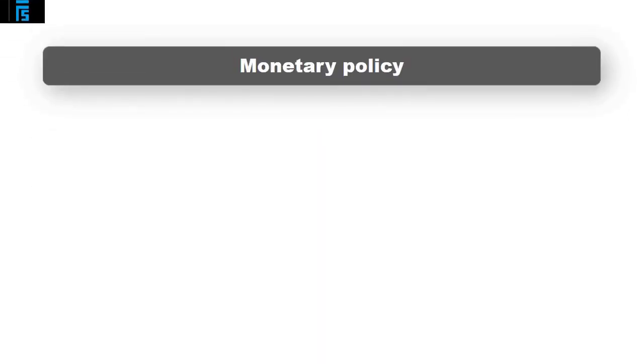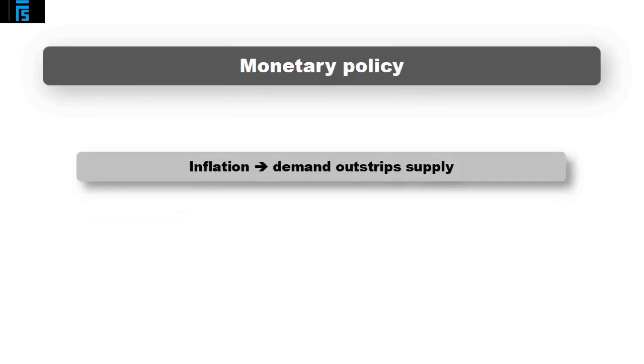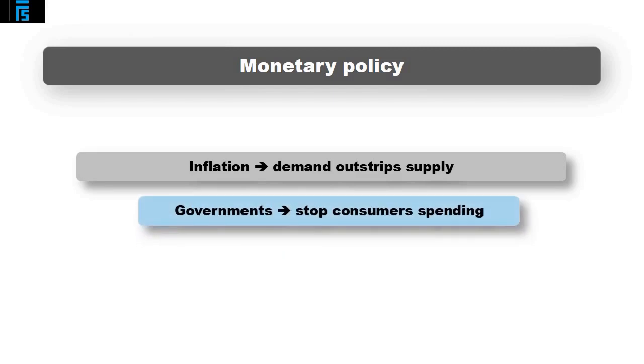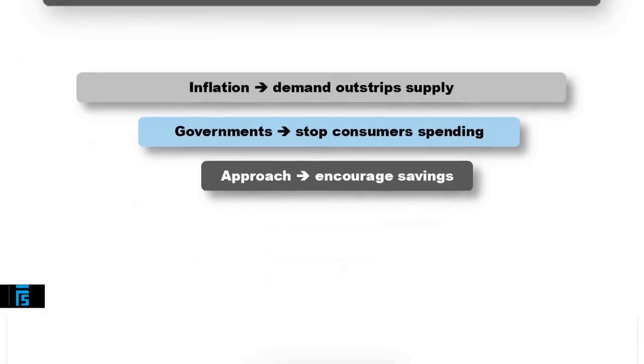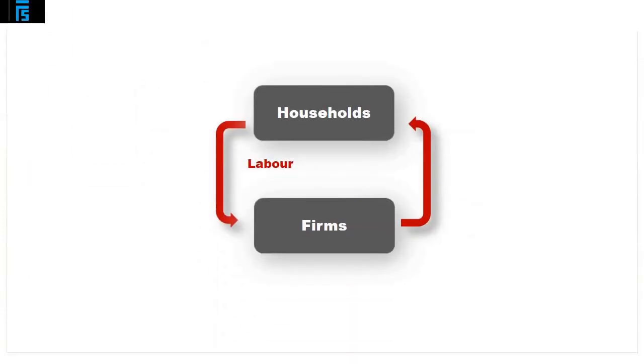Monetary policy. As discussed above, in simple terms, inflation is caused when demand outstrips supply, and consumers end up competing for limited supplies, which pushes prices up. In response to this, governments will want to stop consumers spending, and one approach is to encourage them to save instead, which they can do by increasing interest rates. To reflect this aspect of our diagram, we need to introduce a new player to the economy: banks.